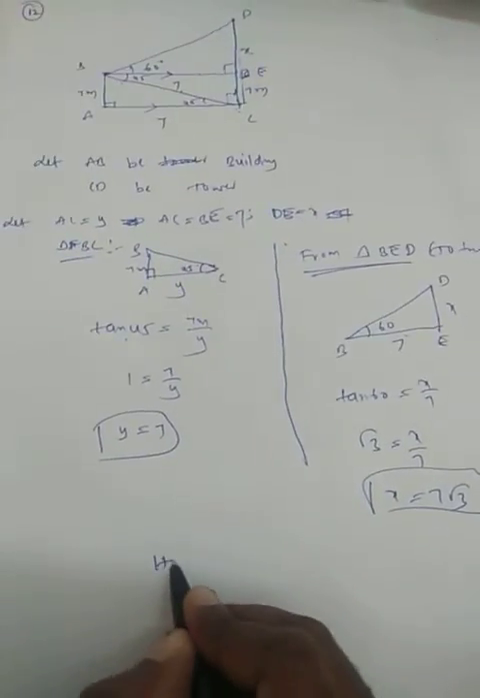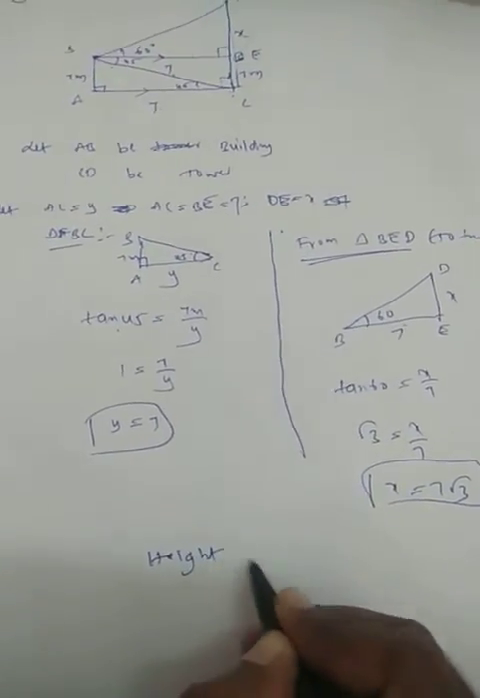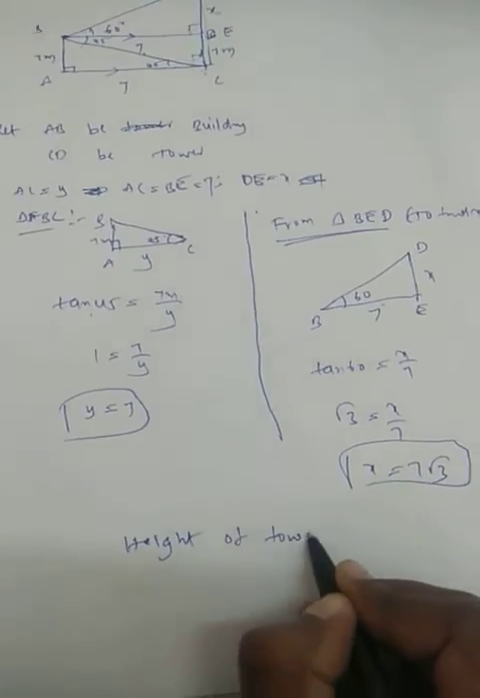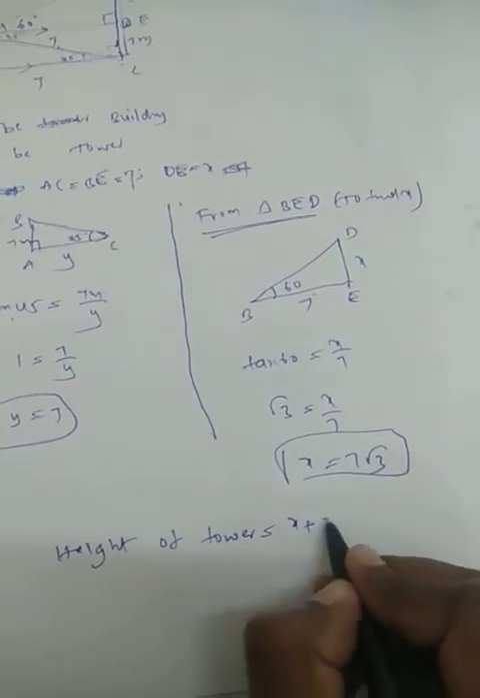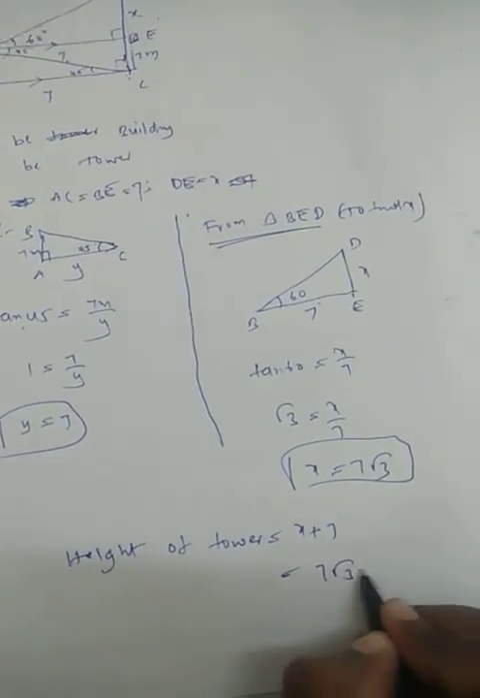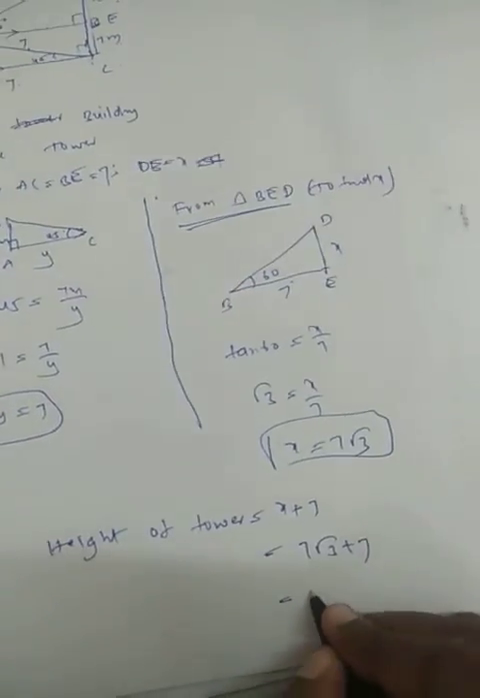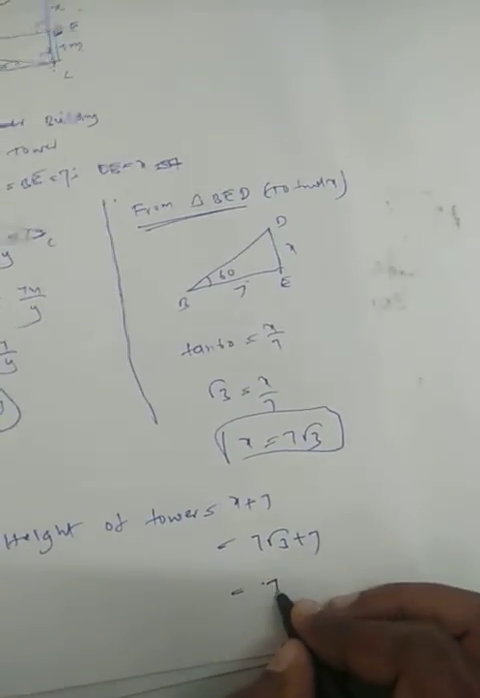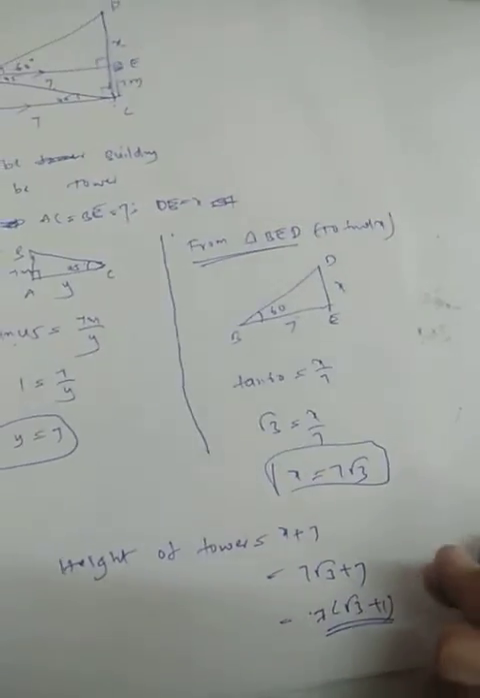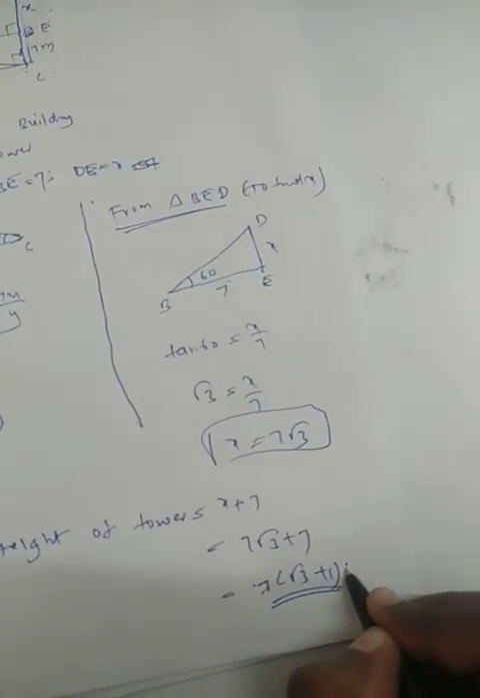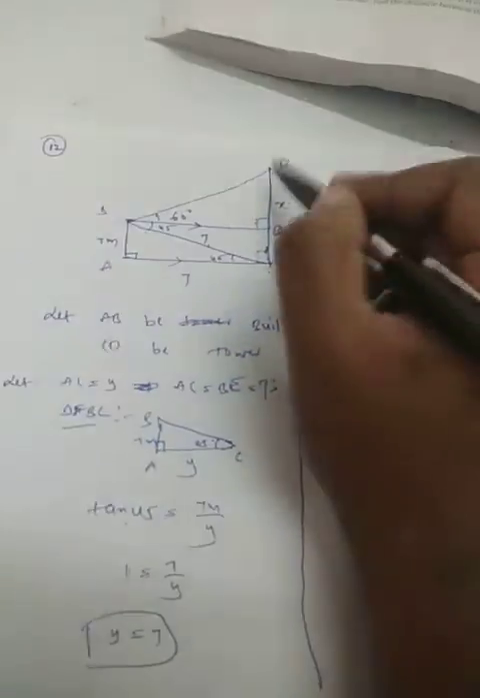We got x also. But what we want is the height of the tower. As per the data, the height of the tower is equal to x plus 7. What is x here? 7 root 3 plus 7. So 7 will be common. What will you get? Root 3 plus 1. So 7 into root 3 plus 1 meters is the height of this tower. This is the way we are going to find it.